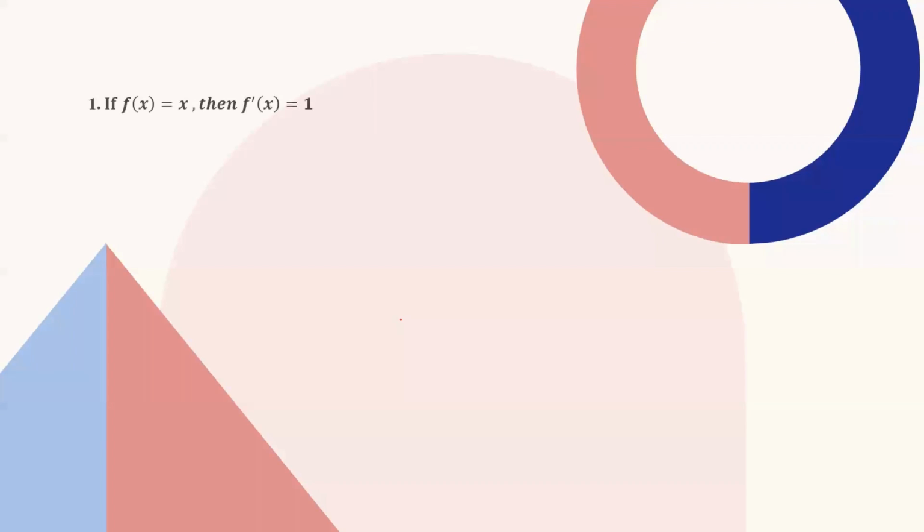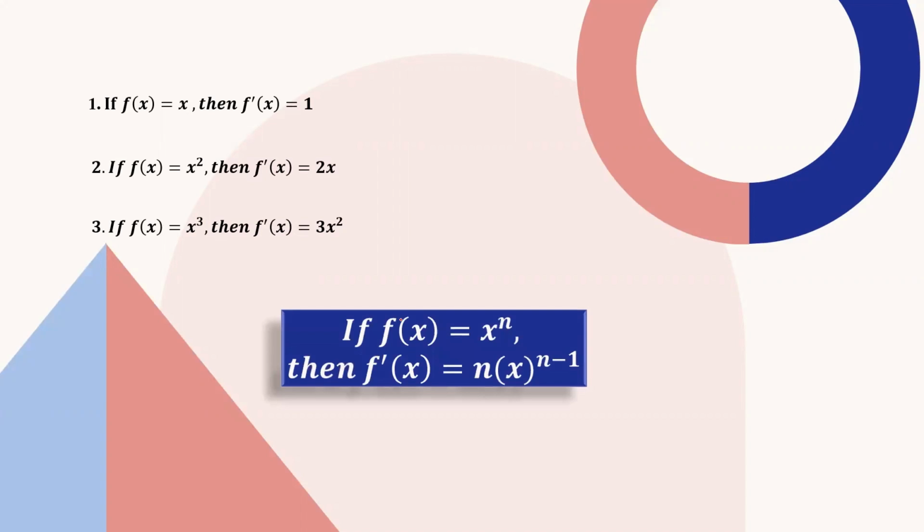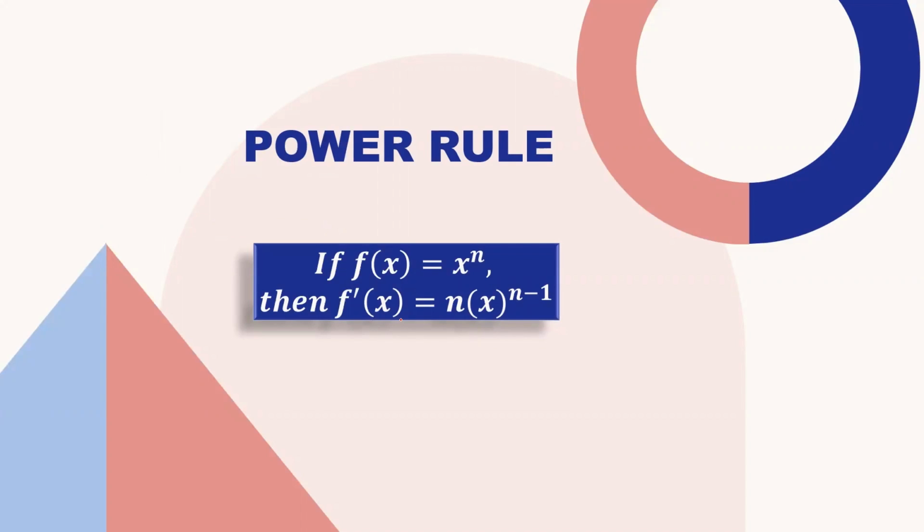We know when f of x is equal to x, then f dash of x is equal to 1. And when f of x is equal to x square, then f dash of x is equal to 2x. When f of x is equal to x cube, then f dash of x is equal to 3x square. By observing this, in general, we can frame it as: when f of x is equal to x power n, then f dash of x is equal to n times x power n minus 1. So the power rule of derivative is: when f of x is equal to x power n, then f dash of x is equal to n into x power n minus 1.